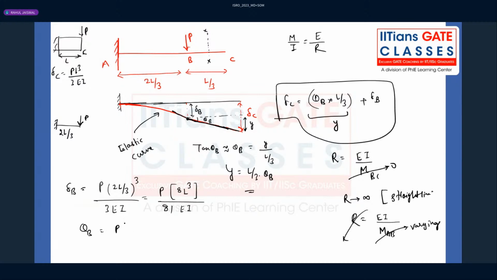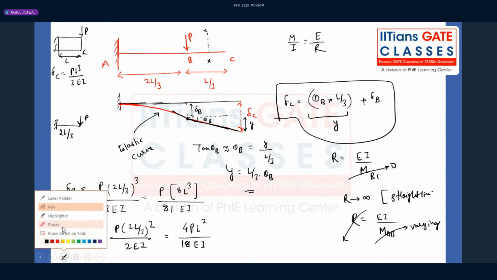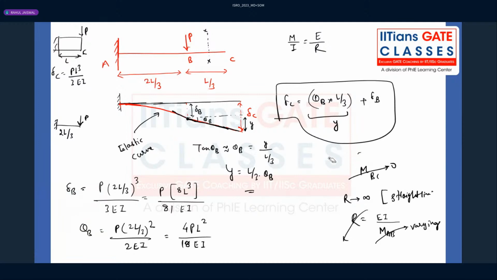Theta B will be P into (2L by 3) whole square divided by 2EI. So when you calculate, you will be getting 4PL square divided by 18 EI. Now put those values of delta B and theta B, and you can calculate.